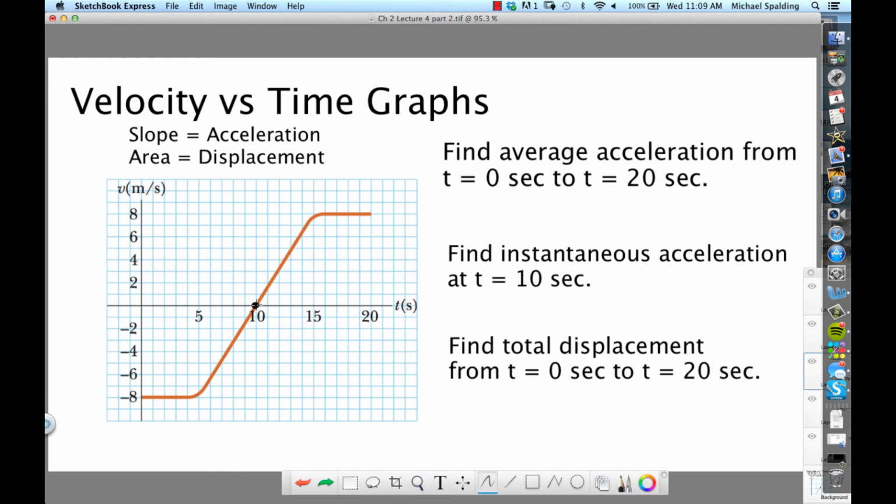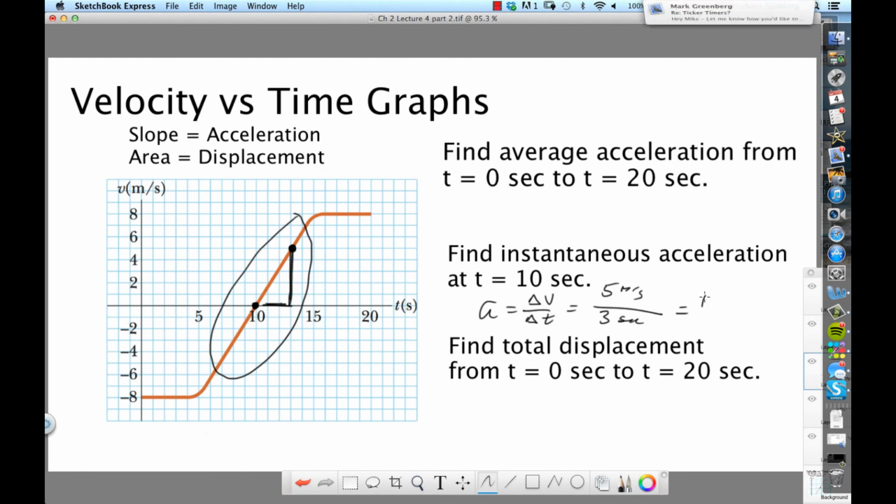Okay, so at t equals 10, instantaneous, we're taking the slope of that straight line using any 2 points you want. Let's use that point and that point. So the instantaneous acceleration is going to be, the rise using those two is about 5, and the run is 3. What's that going to be? 1 2/3, so about 1.7. Round to the tenths place.